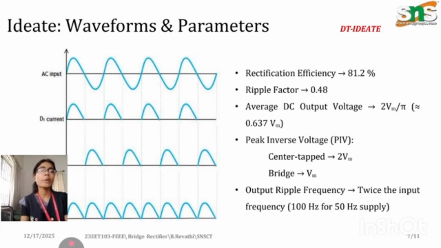So the waveform and parameters: rectification efficiency is about 81.2%. Peak inverse voltage for the center tapped rectifier is 2 Vm, compared with the bridge rectifier, where it is Vm, the maximum voltage. The average DC output voltage is 2Vm/π. The output ripple frequency is twice the input frequency, so 100 Hz for a 50 Hz supply.